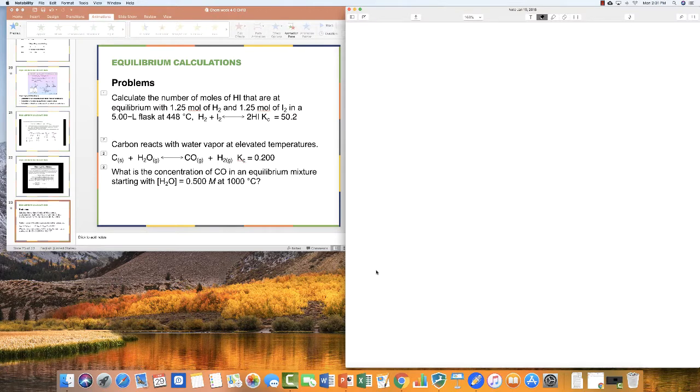Okay, so there's a few initial steps. First of all, we know that the equilibrium constant is going to equal the reaction quotient, so it's the product concentration squared divided by the reactant concentrations. Now in this case, we said we have 1.25 moles in 5 liters, so that's going to be 0.25 molar, and that's the concentration of hydrogen and the concentration of iodine.